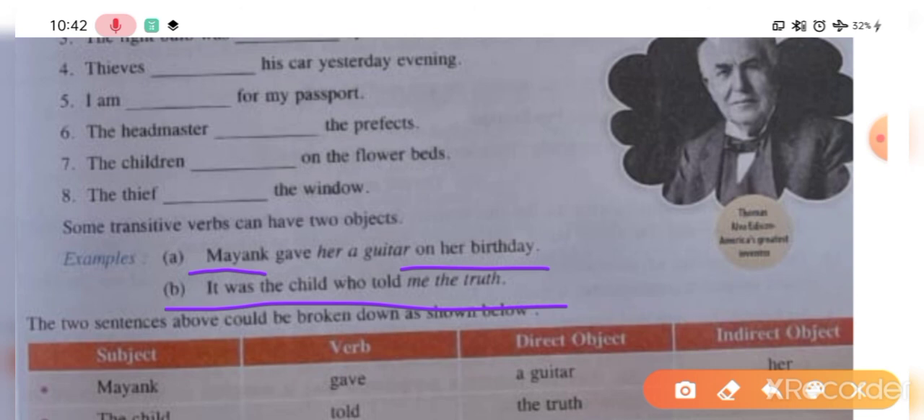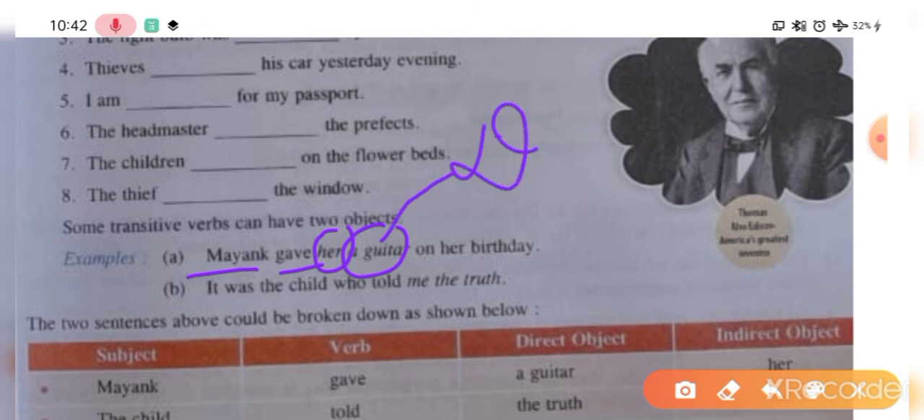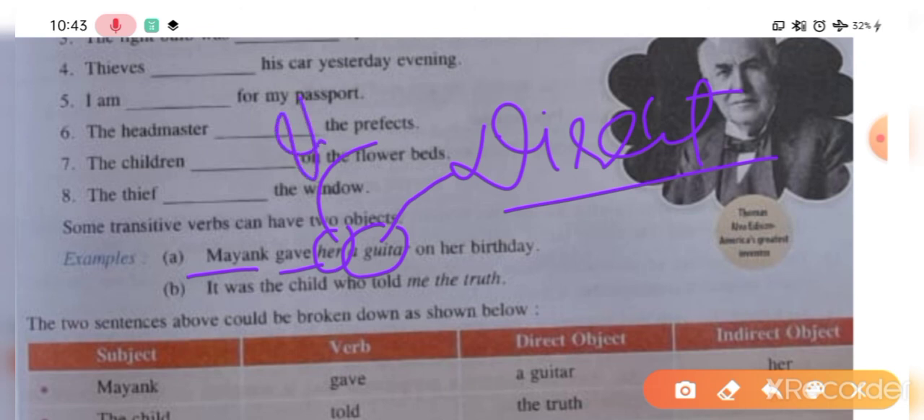So how to find the direct and the indirect object? Very easy. See, there are two objects. Let's see the first. Mayank is the subject, gave. Now one object is her and the second is a guitar. So a guitar is the direct object. Direct object will be anything, and indirect object will be any person. Here you can see that her is a person object, so this is the indirect object.